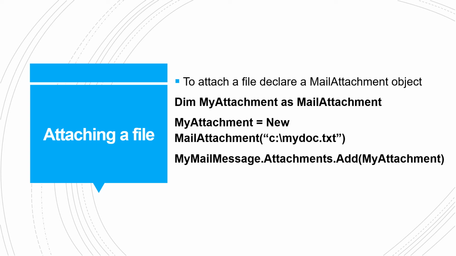Then you instantiate that object and pass through the instantiation the name of the file that you wish to attach: myAttachment equal to new MailAttachment, and you give the path of the file which you want to attach. Then you add the attachment to the email message through the Add method of the Attachments collection of the mail message object: myMailMessage.Attachments.Add(myAttachment). So now you can send the email message. The file attached through the Attachments collection will be sent as a part of the email message.